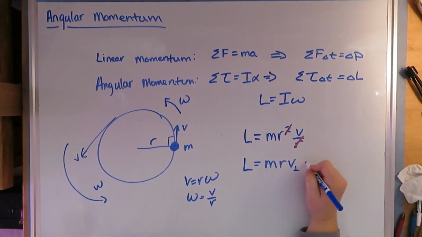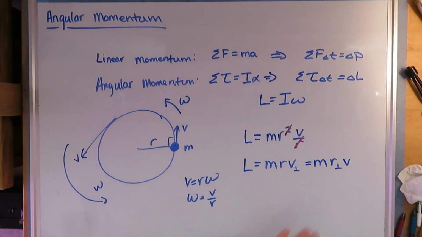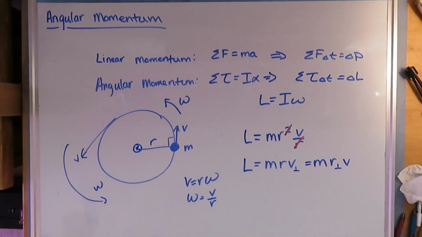One thing you have to be careful of is that this v does need to be perpendicular to r, or you can do r perpendicular to v. There are some cases when you're on grids where this is actually an easier calculation. What's really weird and wonky about this is that this r is relative to some predefined axis of rotation.